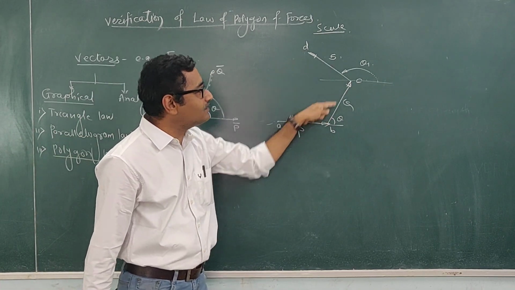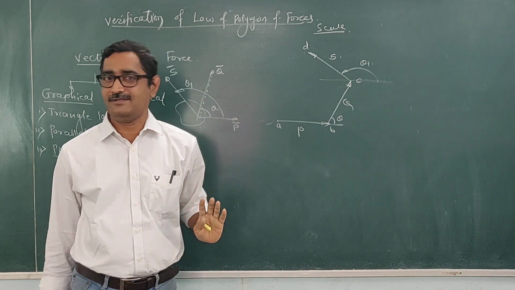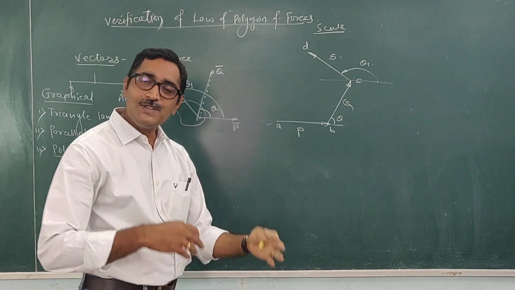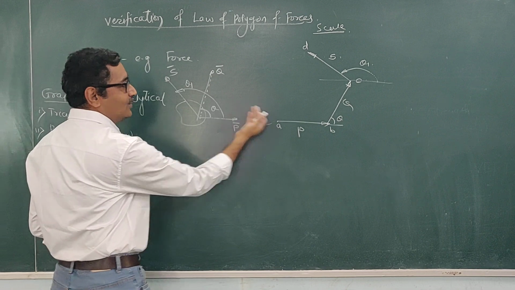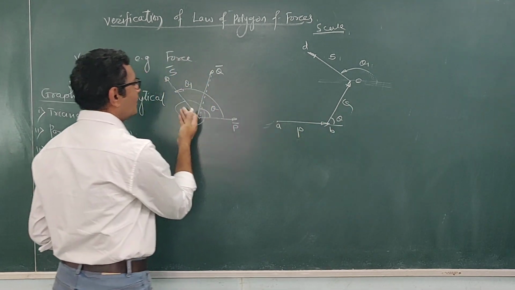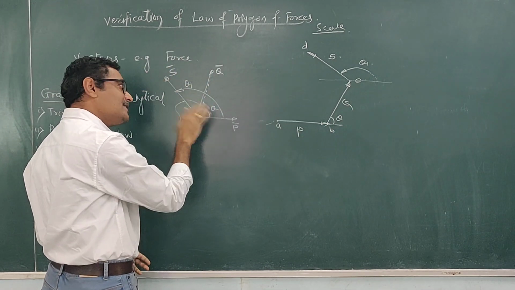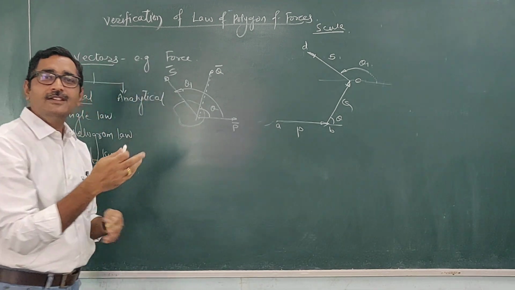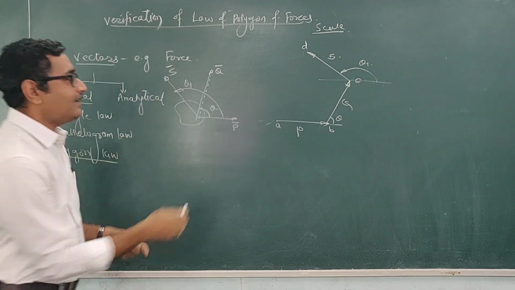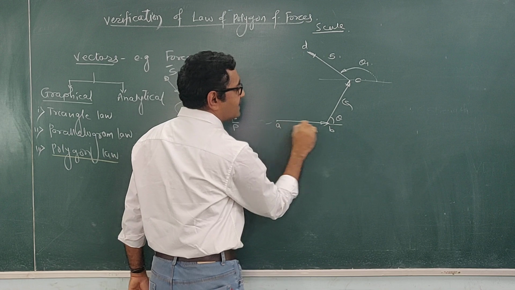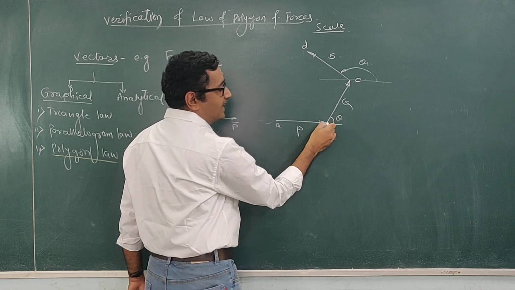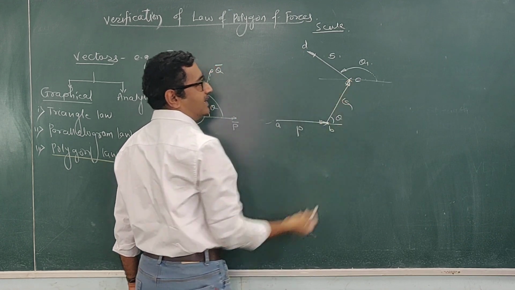You will observe that all the vectors are in order. You can use any vector. After P, it is not necessary that you have to go for Q. You can go for S also. You can select any sequence, but all these should be in order. Order means the next vector you have to start from the head end of the previous one.